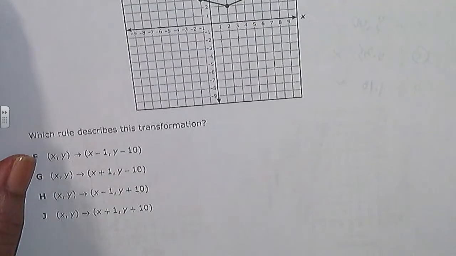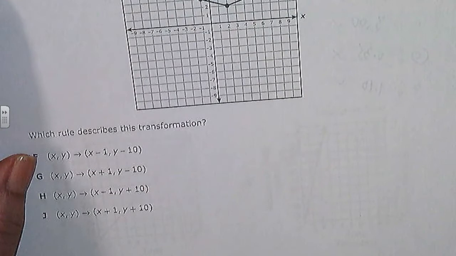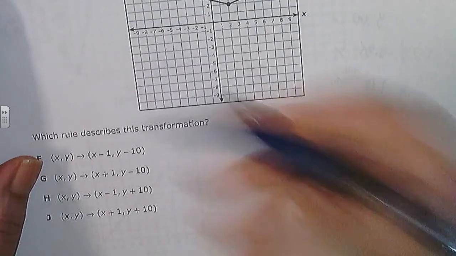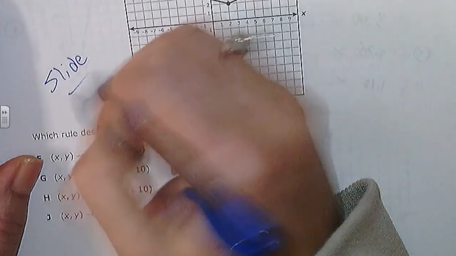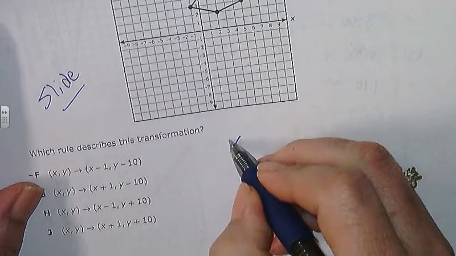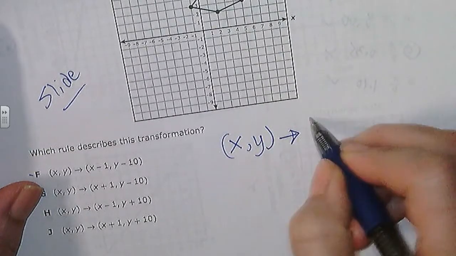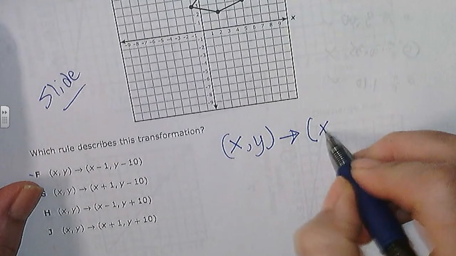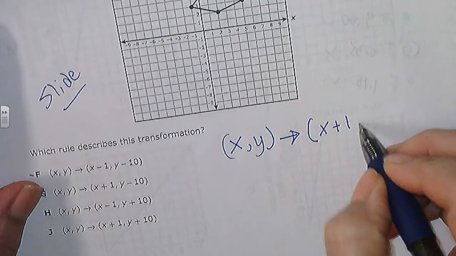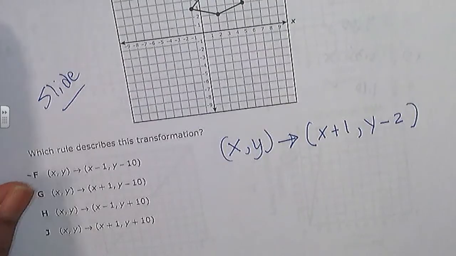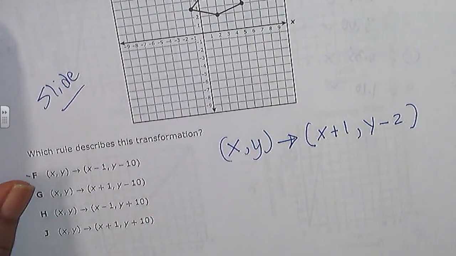So which one is the moving it to the left, to the right, to the up, to the down? I think that sounds like a slide to me. So I'm going to write slide. So if we're sliding, the formula is going to look like this. X comma y, yield. And it's going to be like x plus 1, comma, y minus 2. Or it's going to look like something like that. It's going to have an at sign and a plus sign. And the question is which one's which.